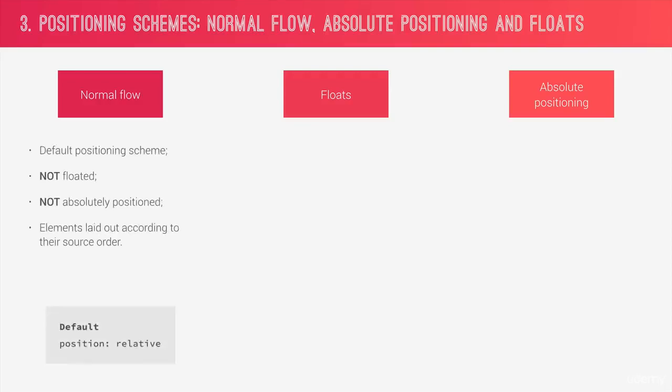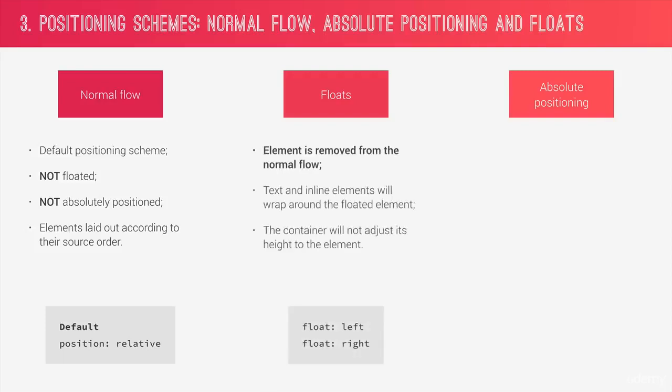So, the normal flow is what happens to an element if you don't do anything to it at all, if you don't float it, and if you don't use position absolute on it. If you use position relative, then the element is still in a normal flow. And what the normal flow means is that the elements are simply laid out on the page in a natural order in the code.